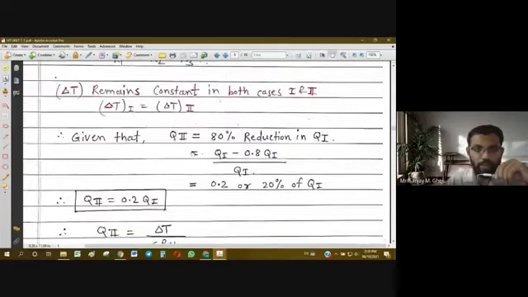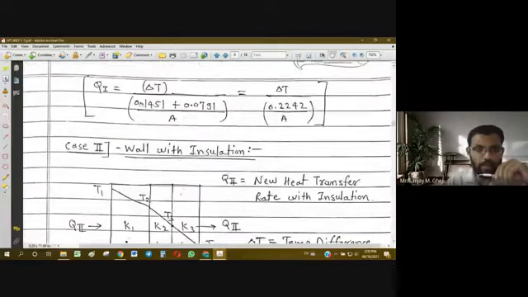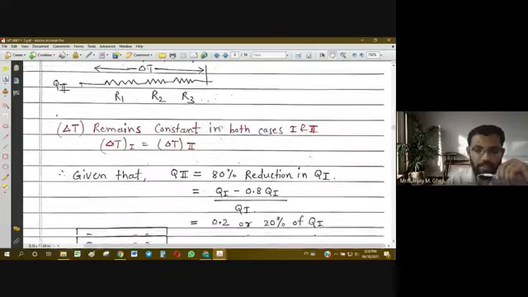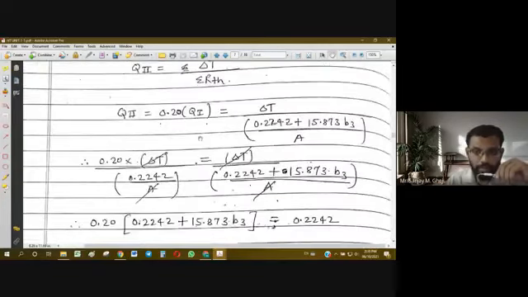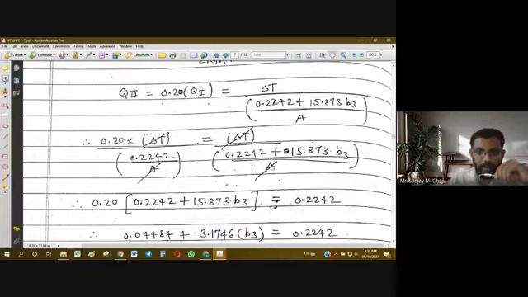You have to just go back to case 1. Q1, we had obtained this expression: Q1 equals delta T upon 0.2242 upon area. Now this expression will be inserted so that we will have some common terms. On both sides delta T is common, so delta T gets cancelled out. Again this area term is common, 1 upon A, 1 upon A, so that also gets cancelled out. The area was unknown, so that got cancelled out.